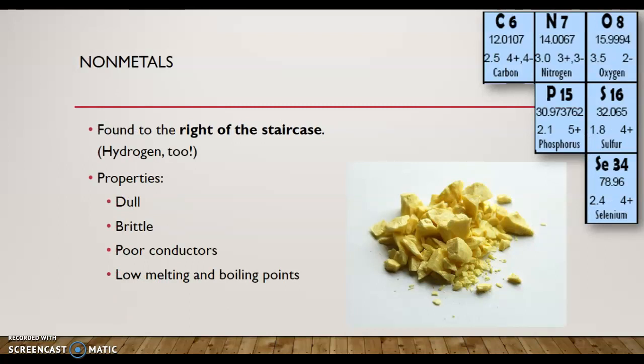Your nonmetals are found to the right of the staircase. This also includes hydrogen, which is still to the left of the staircase, and we'll talk more about that later. The properties of your nonmetals are that they tend to be very dull and brittle. They are very poor conductors of both heat and electricity, and they have very low melting and boiling points.